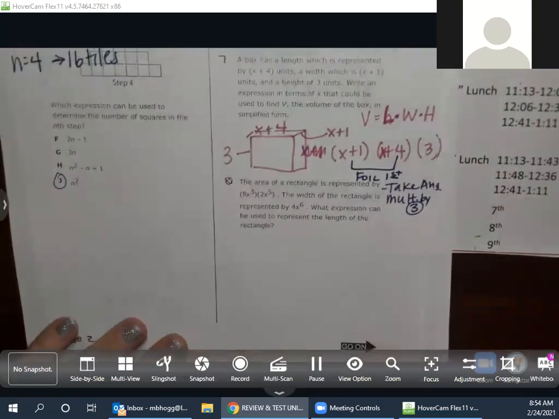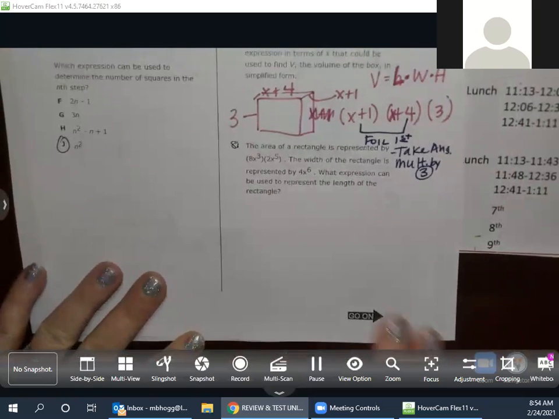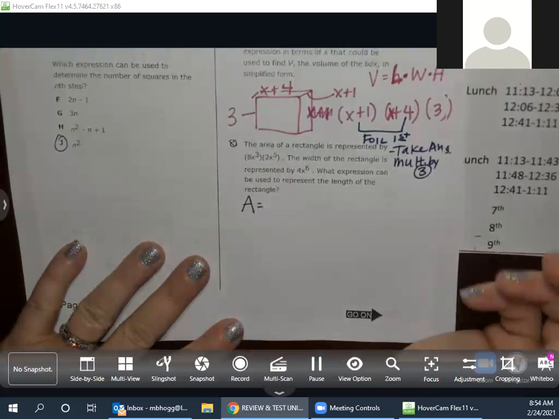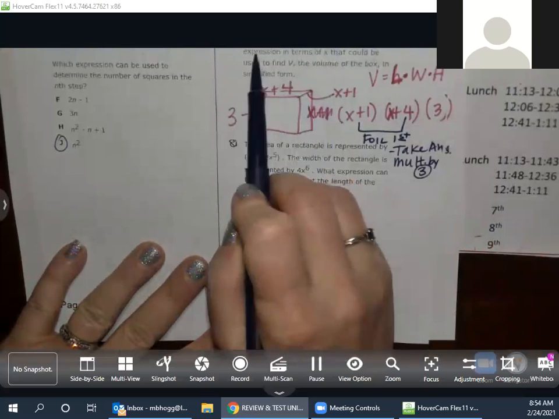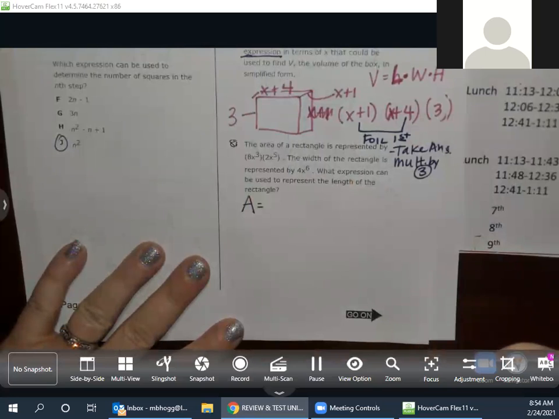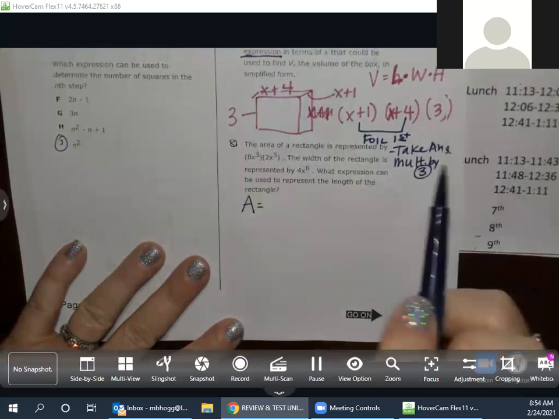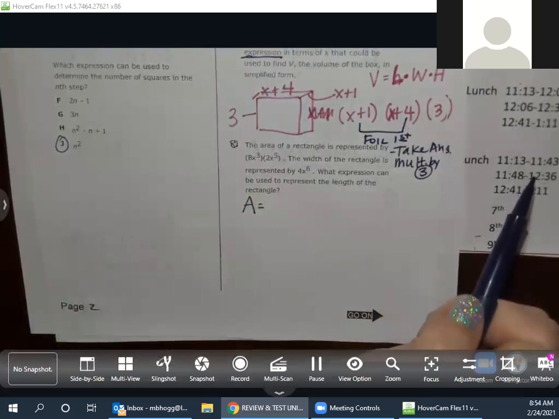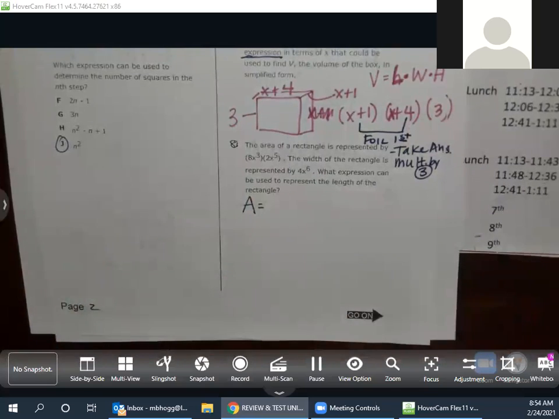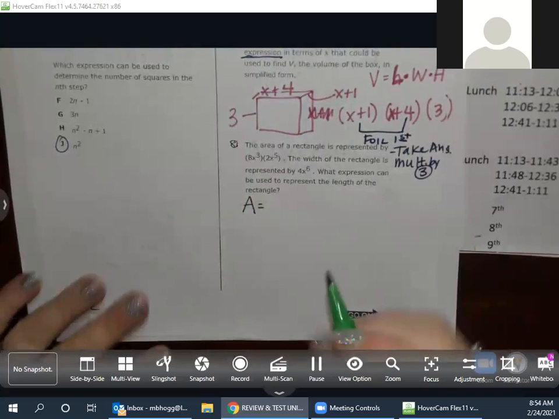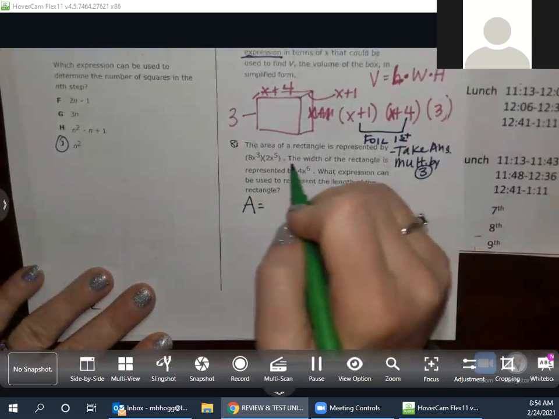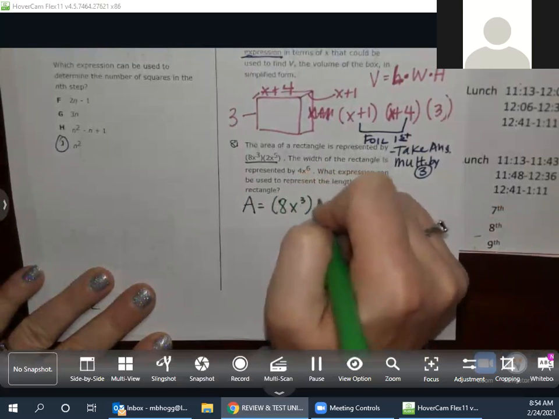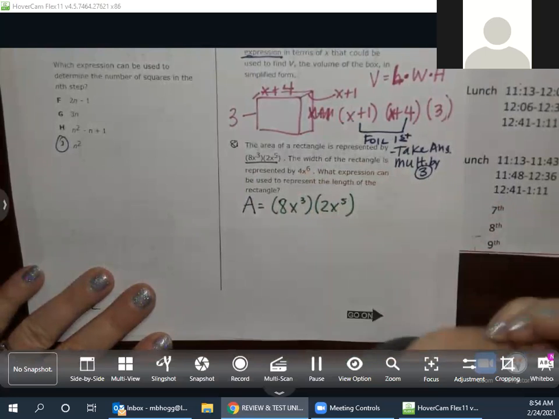On number 8, it says the area of a rectangle is represented by, yeah, I just said write an expression. So we're not solving it, but I do want you to see how you would solve it. That's important because I want you to know you could solve it. It's not something that's not doable. Okay, so it says the area is this. I'm going to write that 8x to the 3rd times 2x to the 5th.